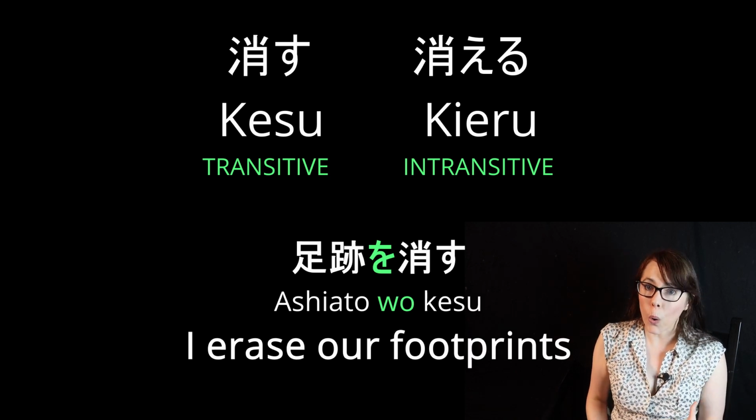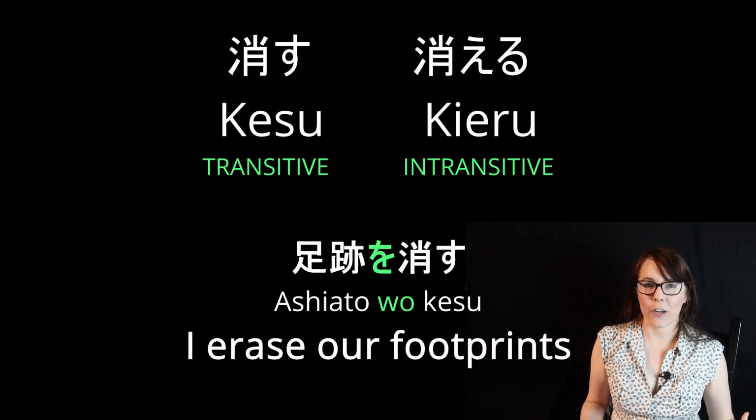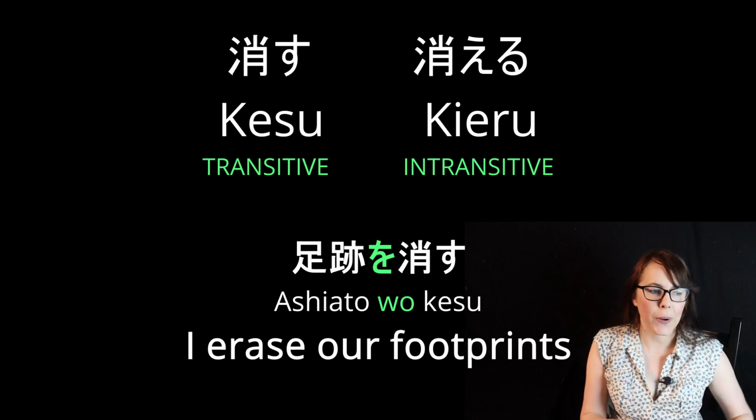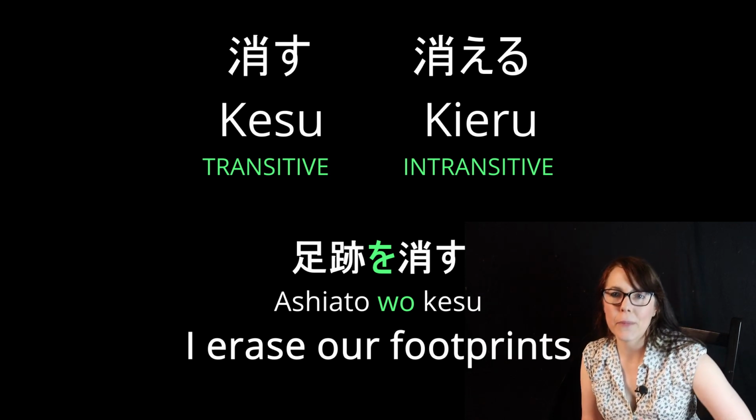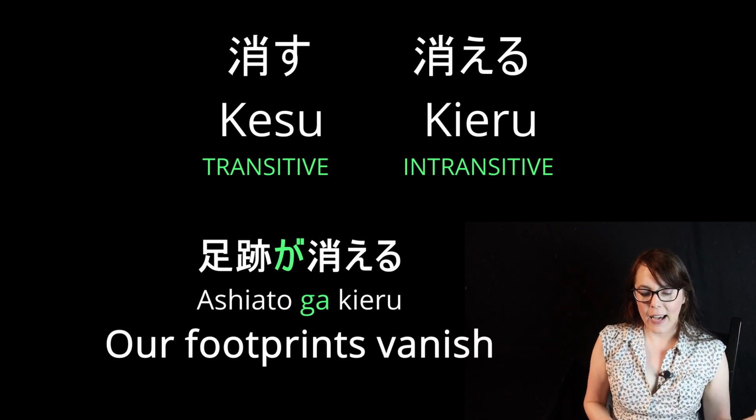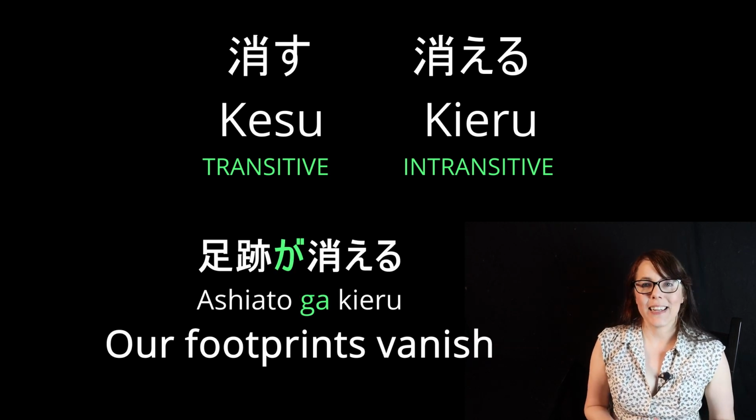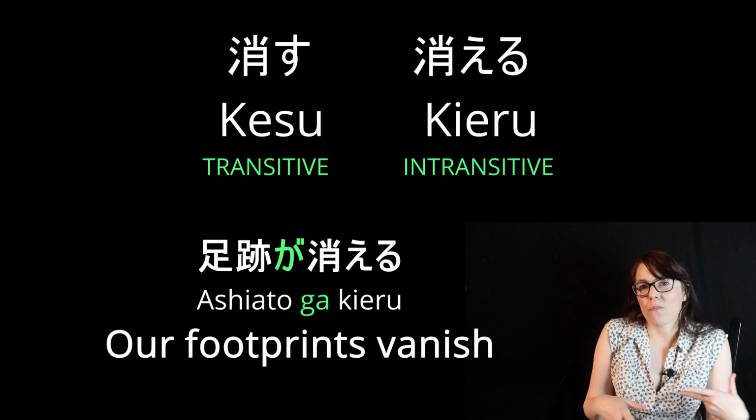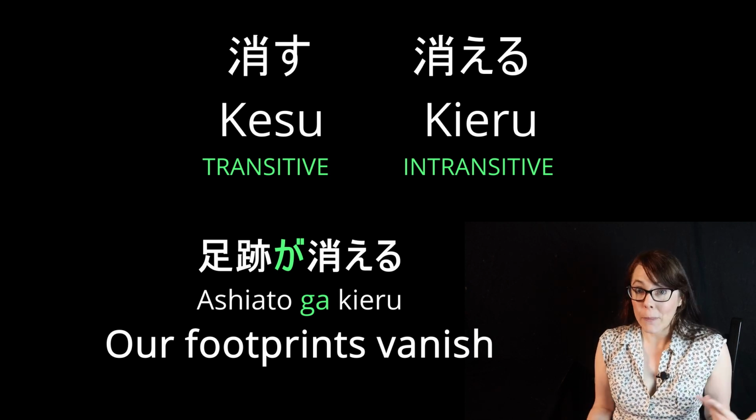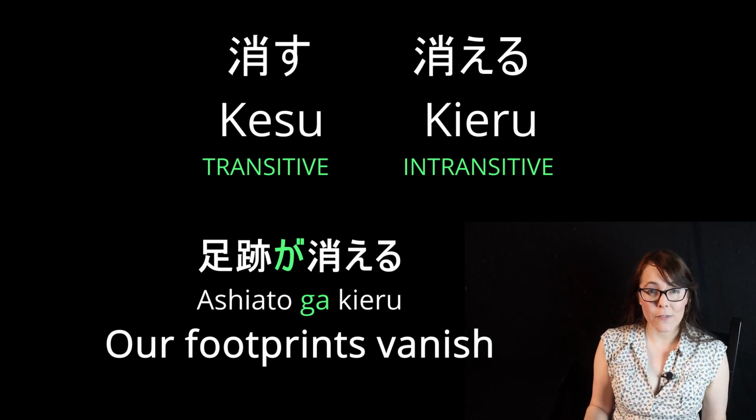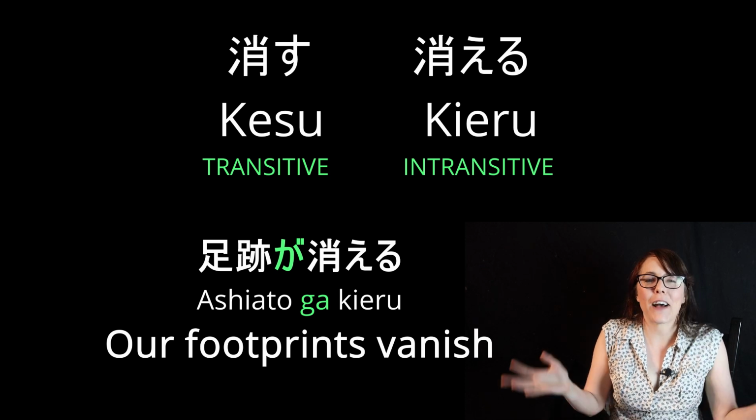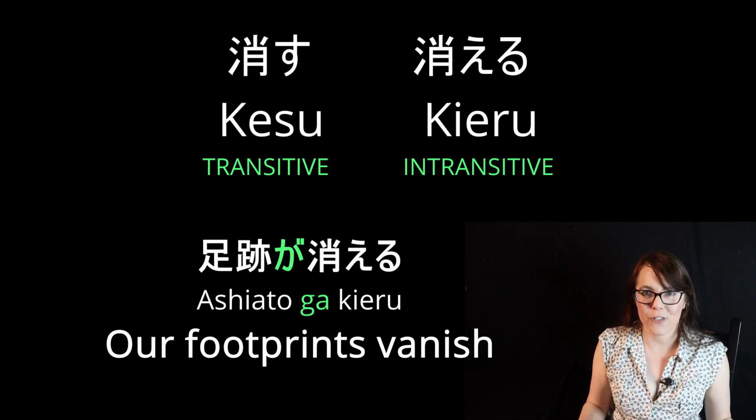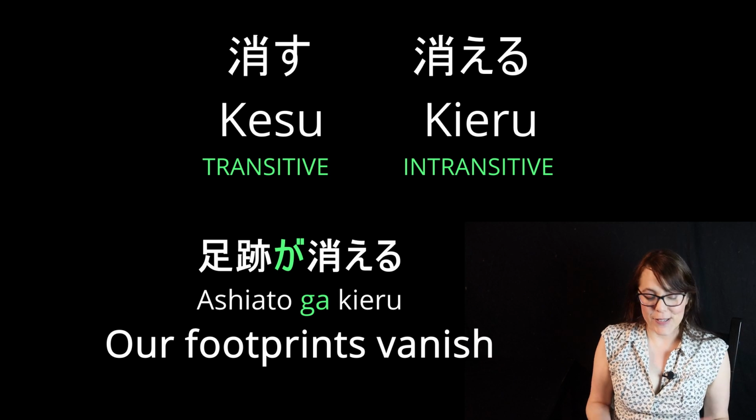So ashi ato wo kesu would mean I erase our footprints. Like I'm walking in the snow and I'm rubbing them out as I walk behind. Ashi ato wo kesu. I'm erasing my footprints. Versus ashi ato ga kieru means our footprints vanish, or just the footprints vanish. We don't make them vanish. No living being makes them vanish. Maybe just snow covers them, and because of that, they vanish. The snow is not actively making them disappear. Just as a result of snow falling, the footprints vanish. So that's the intransitive verb.